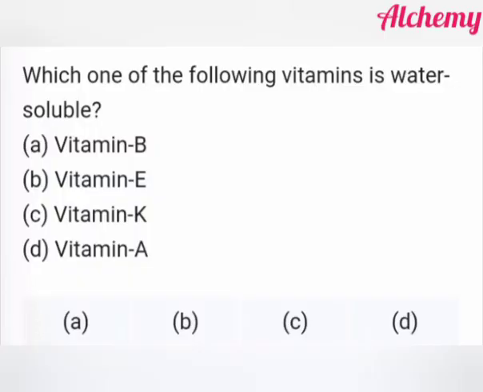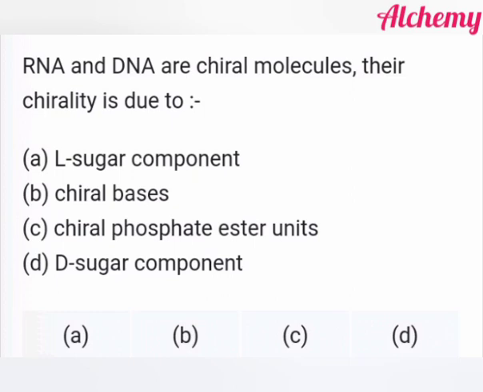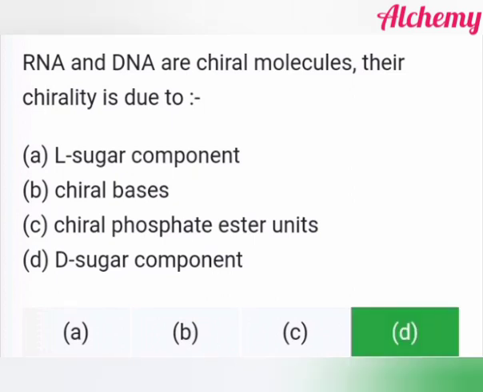Next question. Which one of the following vitamins is water soluble? The correct answer is option A, vitamin B. Next question. RNA and DNA are chiral molecules. Their chirality is due to. The correct answer is option D, dextro sugar component.